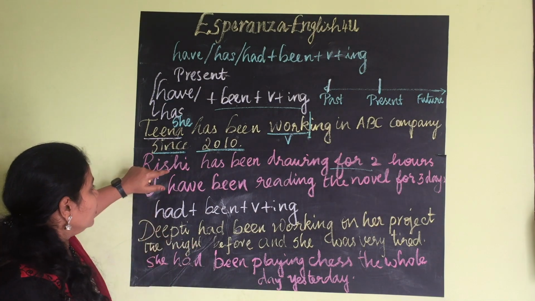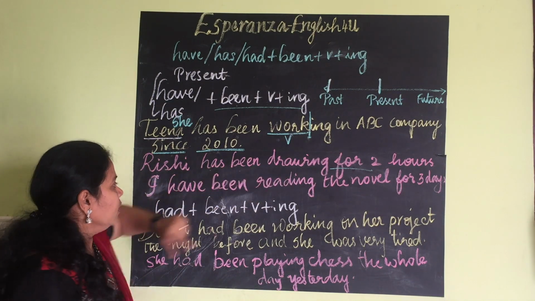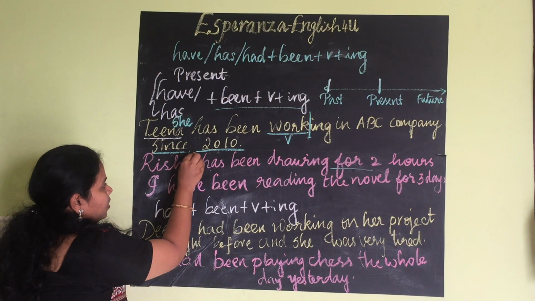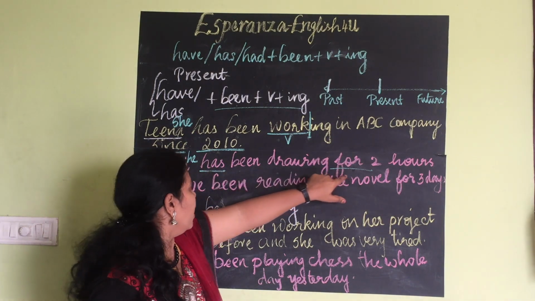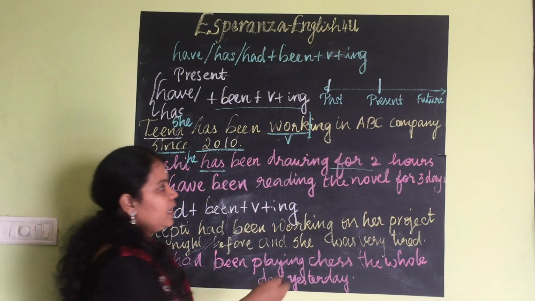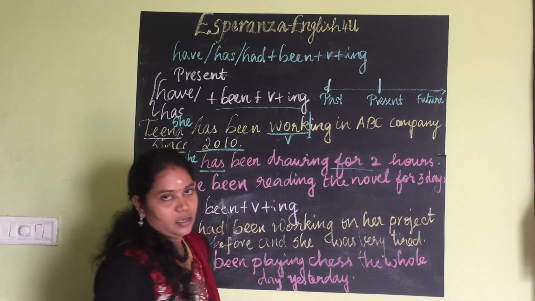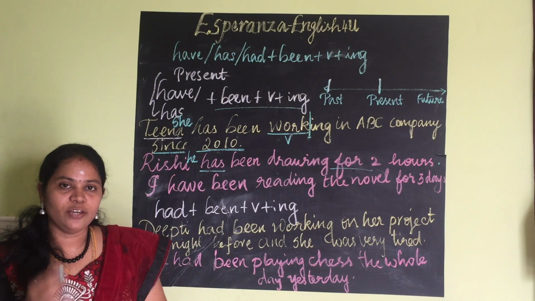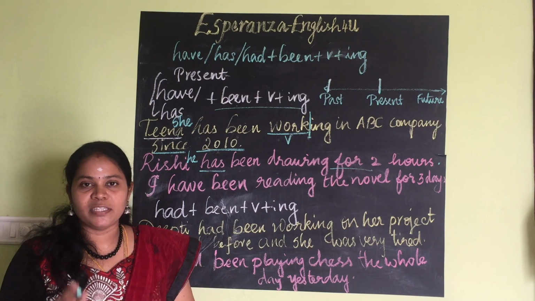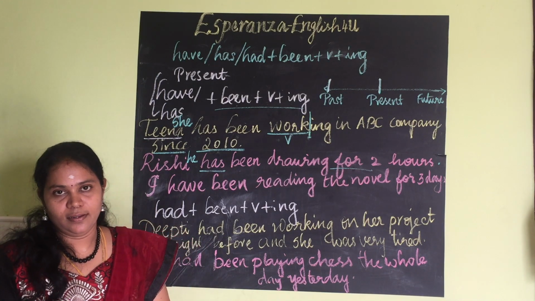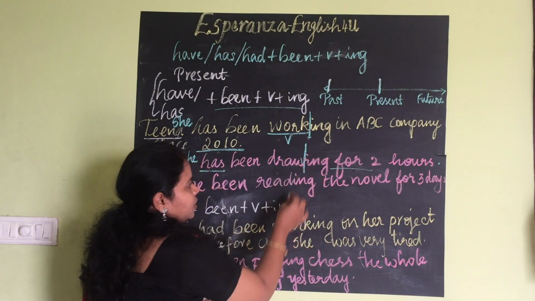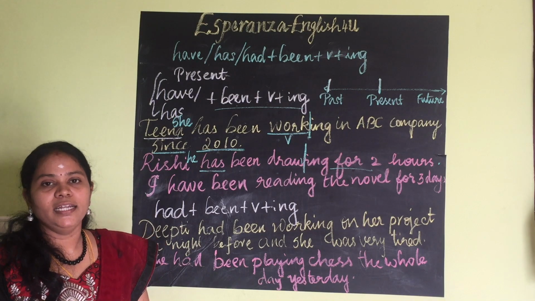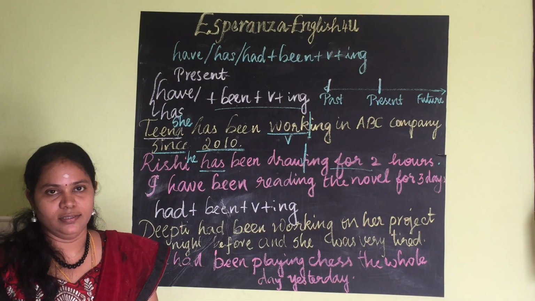So, Rishi has been drawing. Rishi we are referring to as he, that's why we are using has. He has been drawing for 2 hours. So he has continued the drawing activity for 2 hours. The specific time is not mentioned, so he has been drawing, draw plus ing, for 2 hours. He continued the drawing activity for 2 hours.